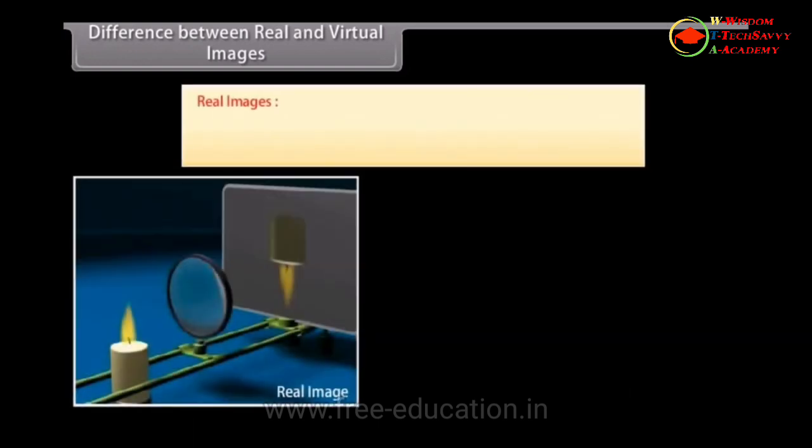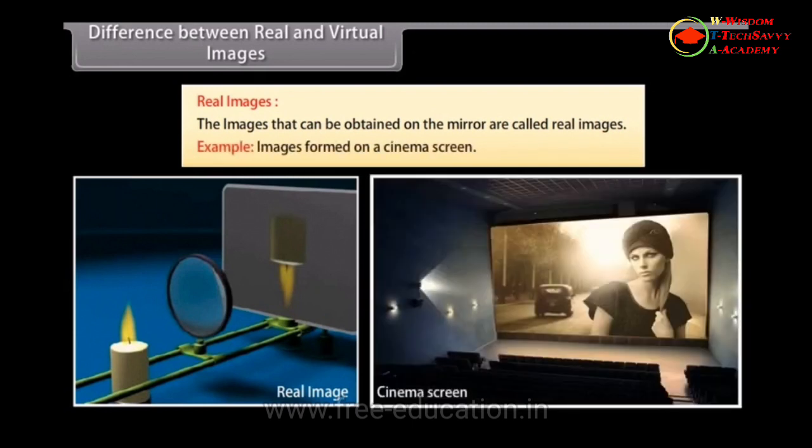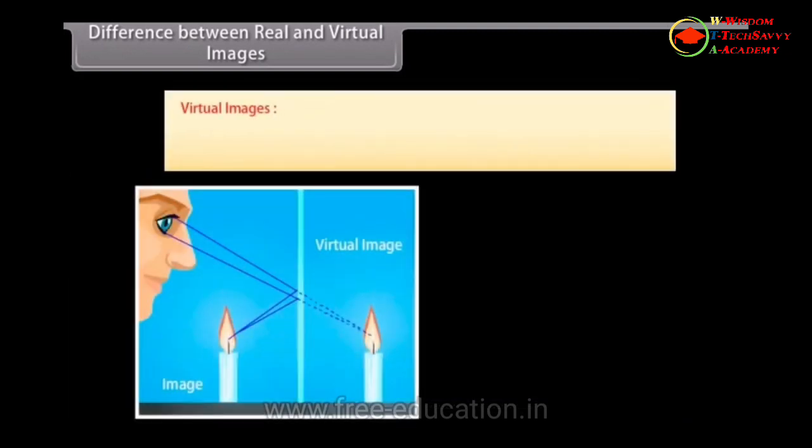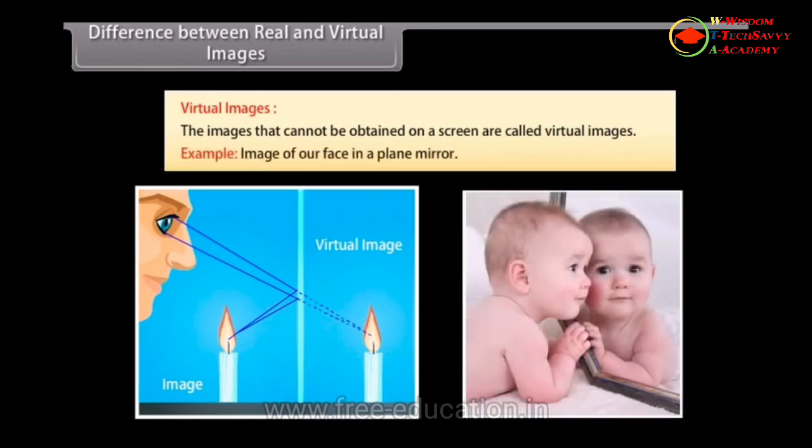Difference between real and virtual images. Real images. The images that can be obtained on a screen are called real images. Example: images formed on a cinema screen. It is formed by a concave mirror. Virtual images. The images that cannot be obtained on a screen are called virtual images. Example: image of our face in a plane mirror. It is formed by concave lens.